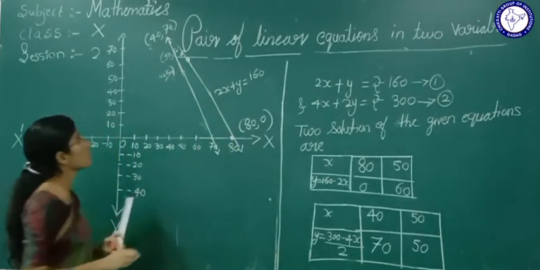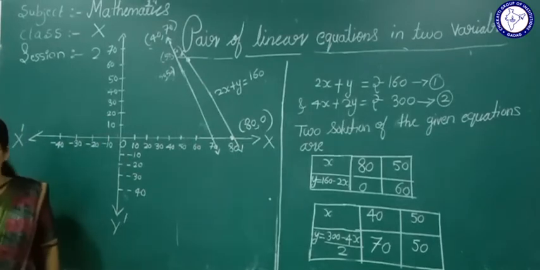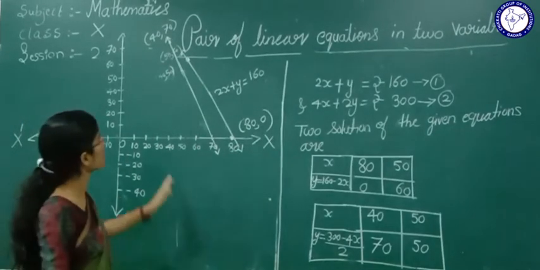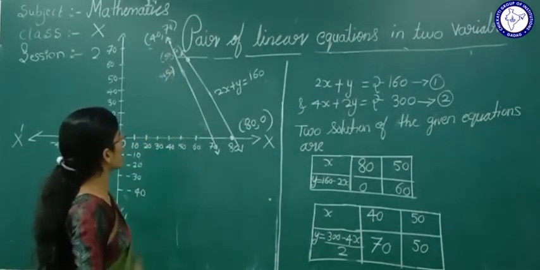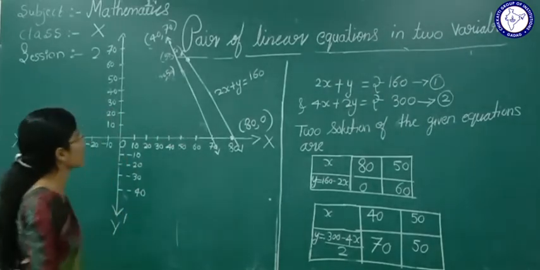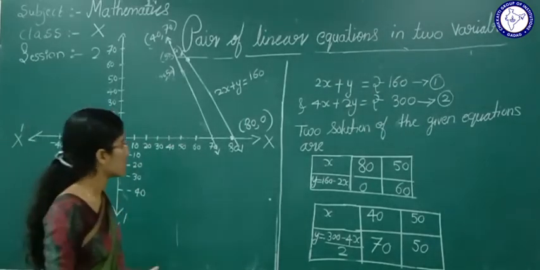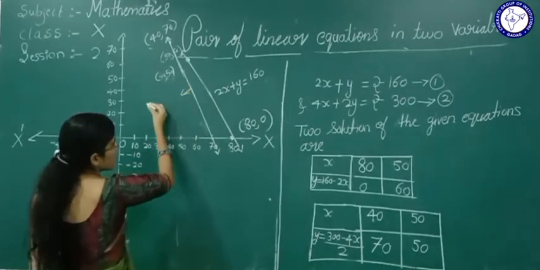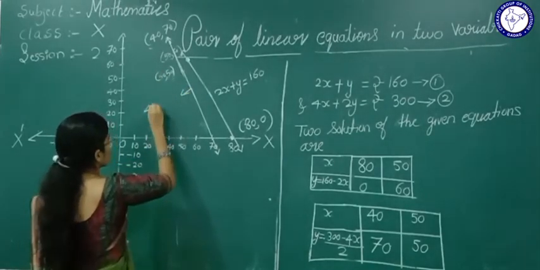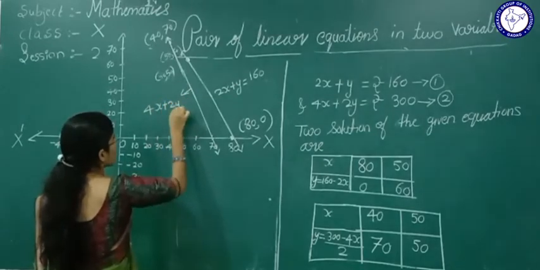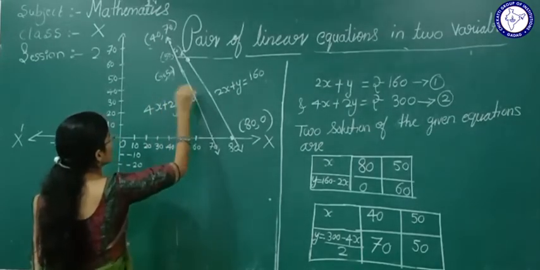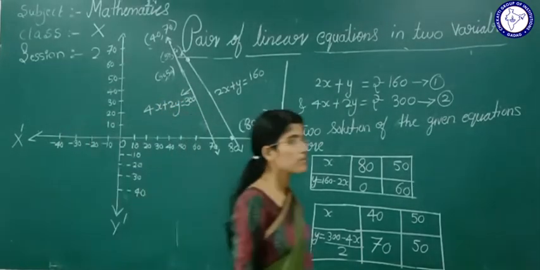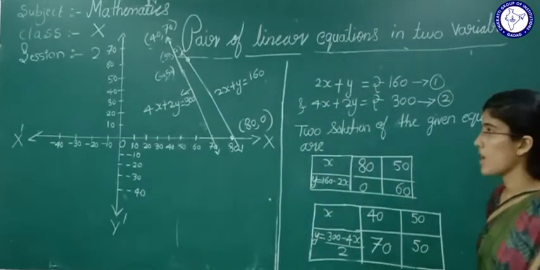Now see here, these are nothing but parallel lines. Yes, these are nothing but parallel lines. Okay, this is the graph of the equation 4x plus 2y is equal to 300. Okay, so this is the way.